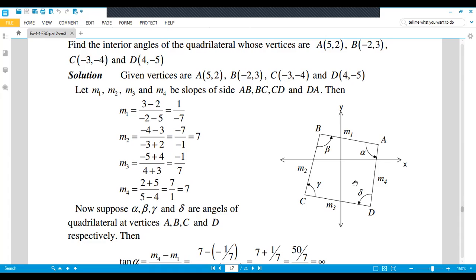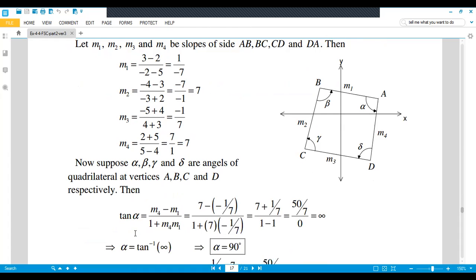Now we have to find the slope of DA. For DA, (2 plus 5) divided by (5 minus 4). So we get 7. So m1 is minus 1 over 7, m2 is 7, m3 is minus 1 over 7, and m4 is 7. Now suppose alpha, beta, gamma, and sigma are the angles of the quadrilateral at vertices A, B, C, and D respectively. Then how can we find these angles? The formula is the same. Tan alpha.